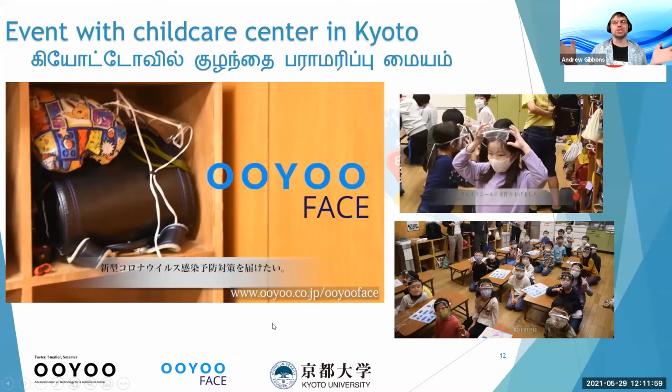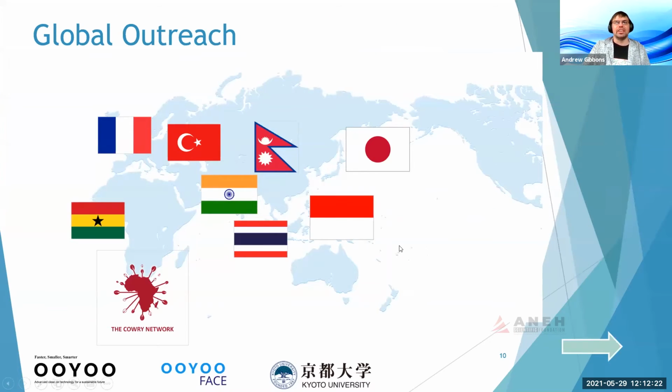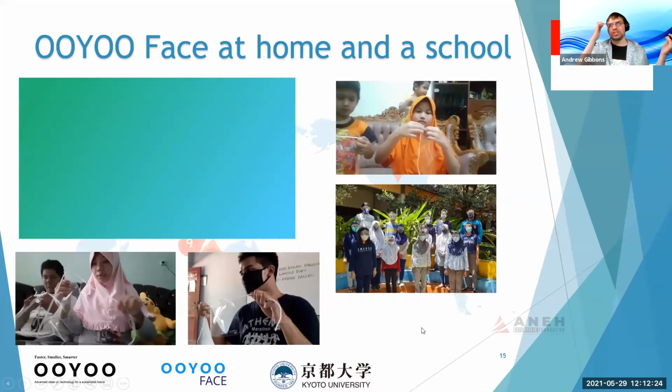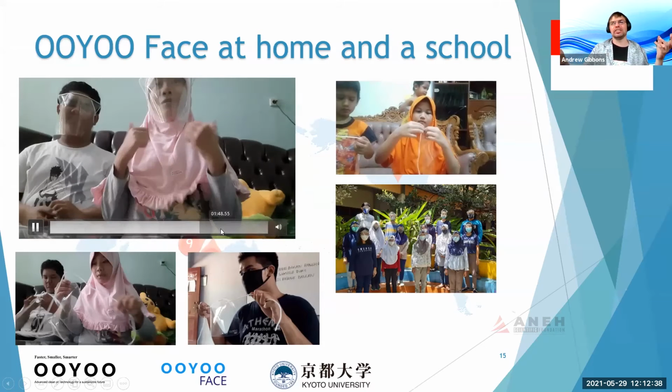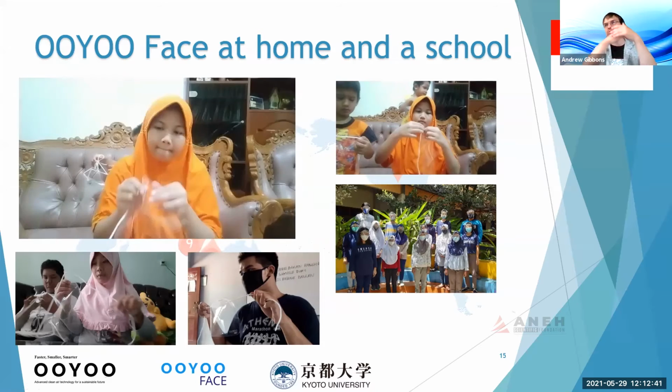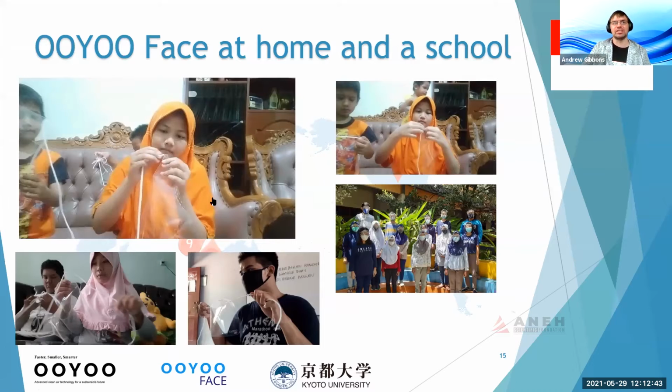So I have a bunch of videos. I'm going to skip through most of the rest because they're all kind of similar. You can see the idea there is we show it as an activity for children. We brought stickers for them to stick to their OOYOO Face and make it their own. We did this in Kyoto. And then in Indonesia, we knew someone who brought it to their school and also showed it to their friends. So people have been making the OOYOO Face and sending us videos, and we can redistribute them. We've been trying to make this a community activity for people to do.